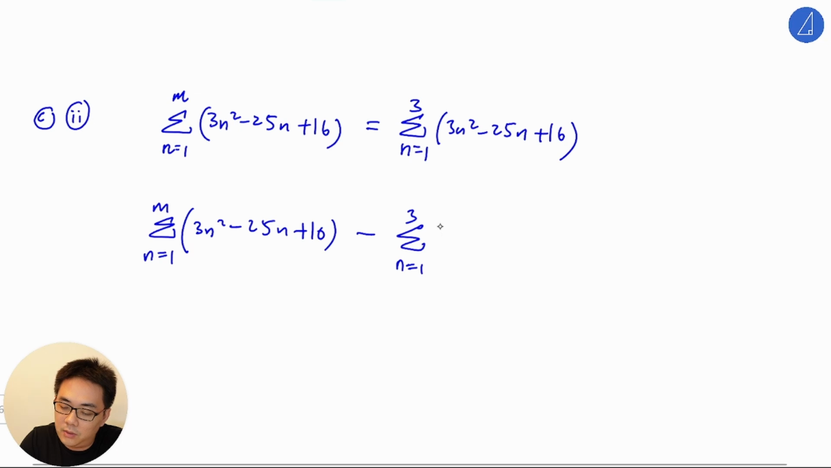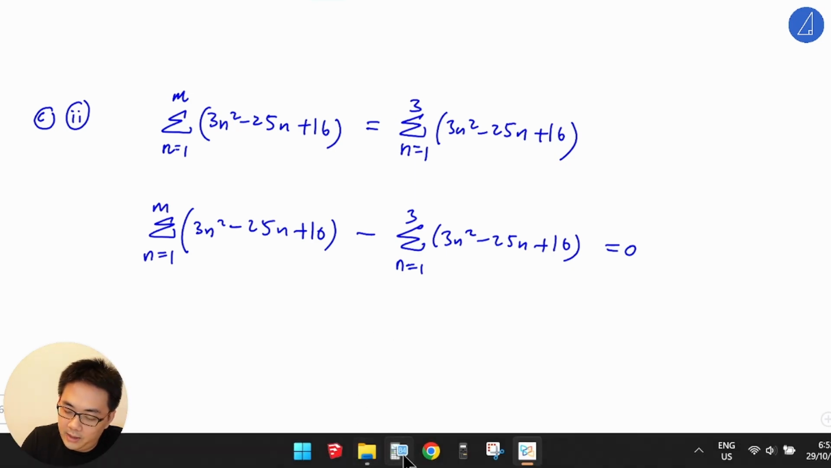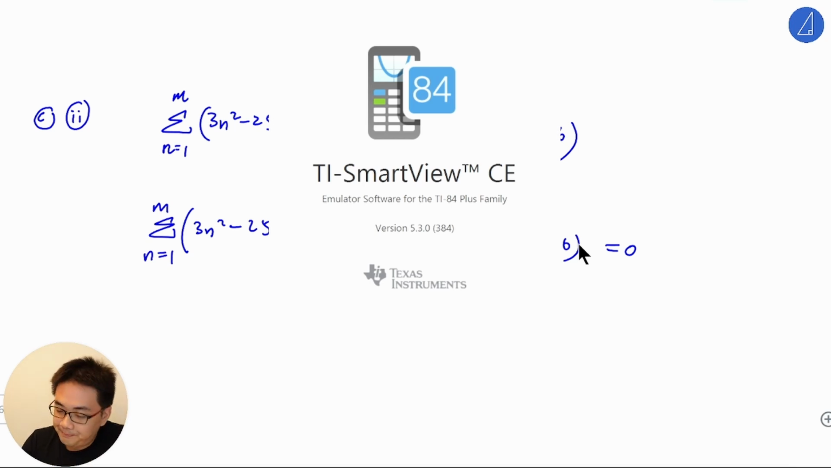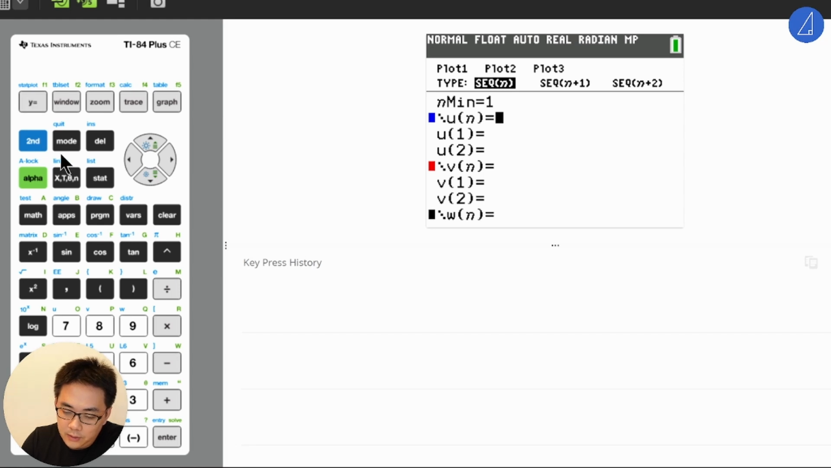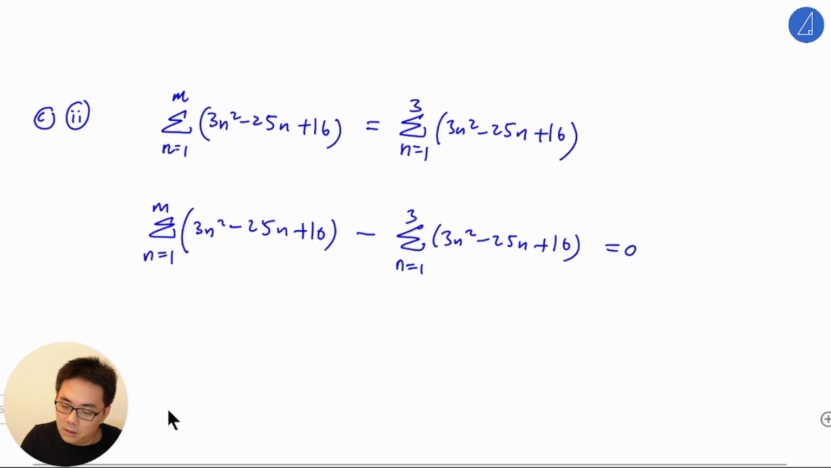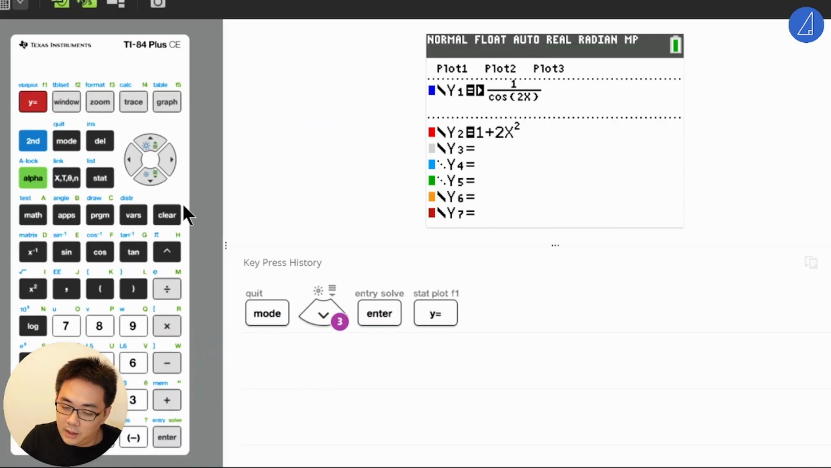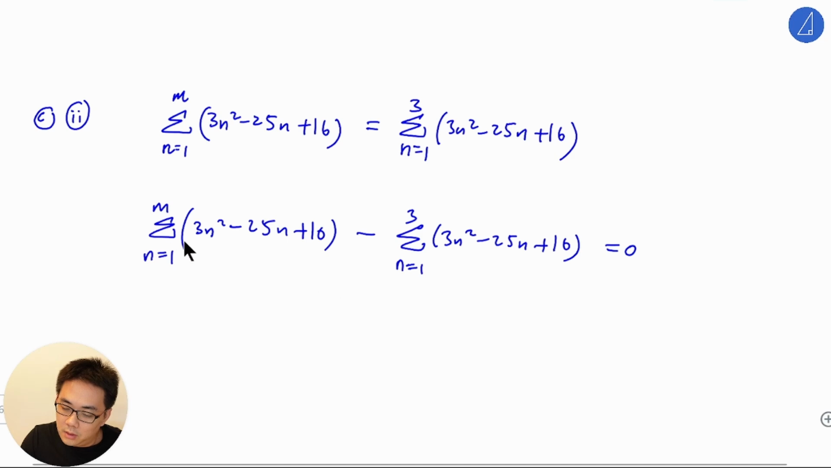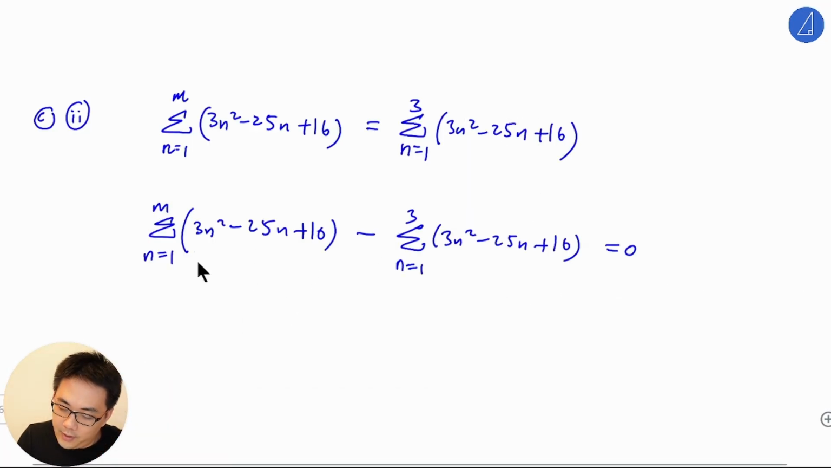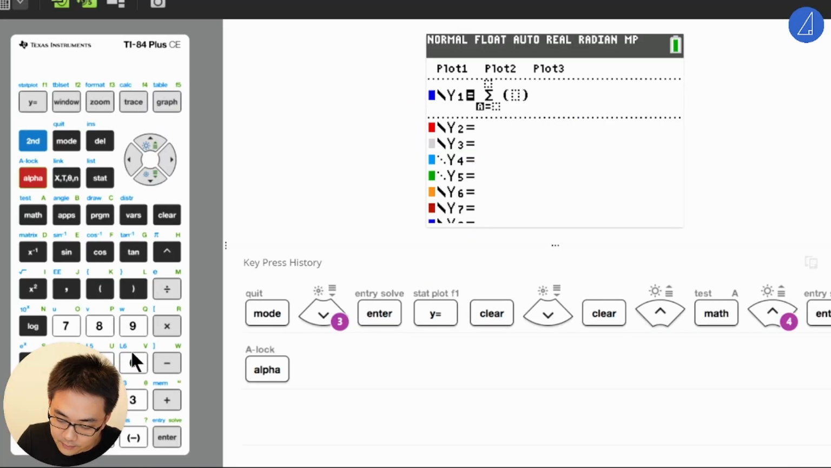Key this in the calculator. 3n squared minus 25n plus 16 equals 0. Just key this in. You just need it to be 0, right? Equal to each other. Alright. So go to mode, function. We go to y, key in y1, y2. This is it. Math. Summation. Alpha is n. I'll just use n. Alpha n.